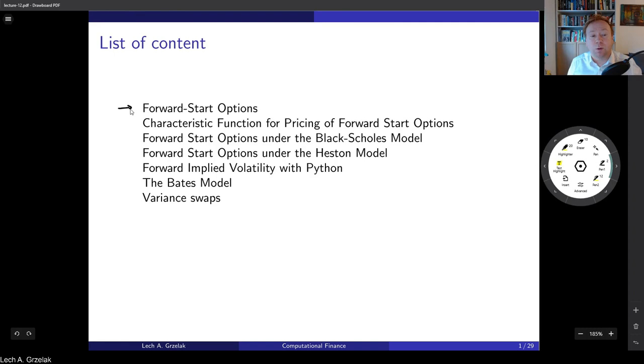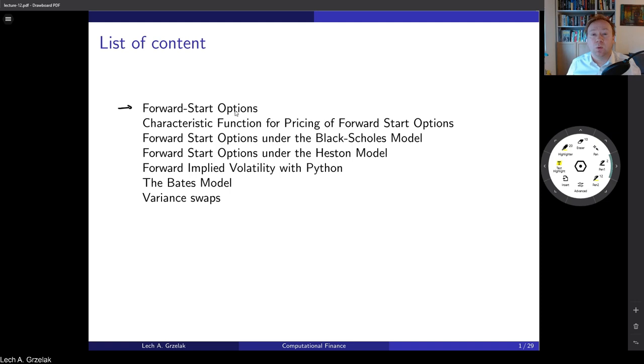Today's lecture will concentrate on a few blocks. First, I will introduce what forward start options are and what the payoff definition is. How to think about it, why would you trade it, and what is the advantage compared to standard European type of payoff. Forward start options are not as simple as classical European type options, where you have only one maturity.